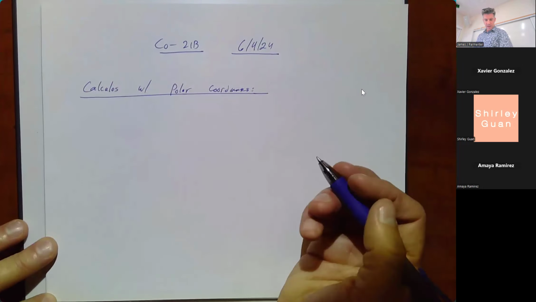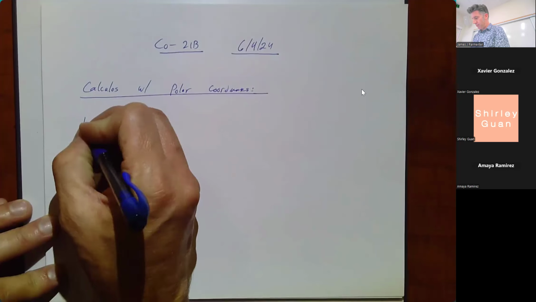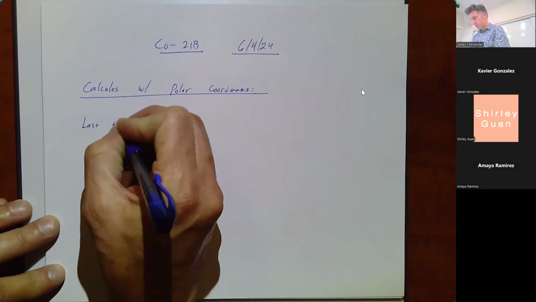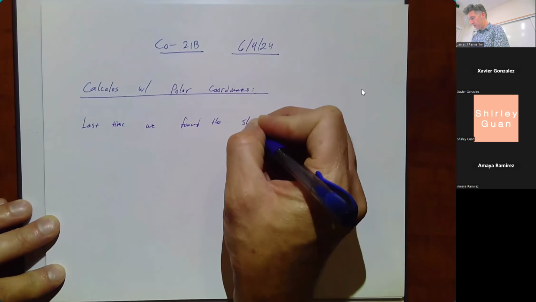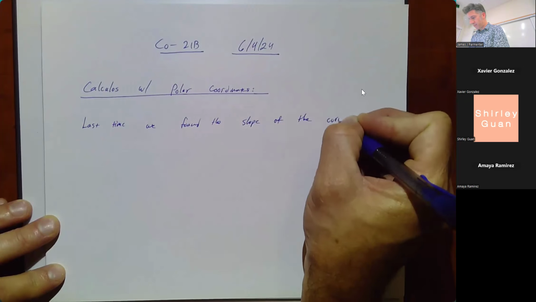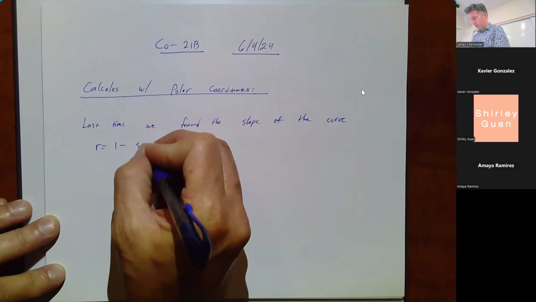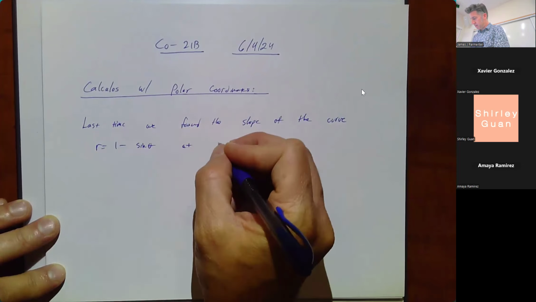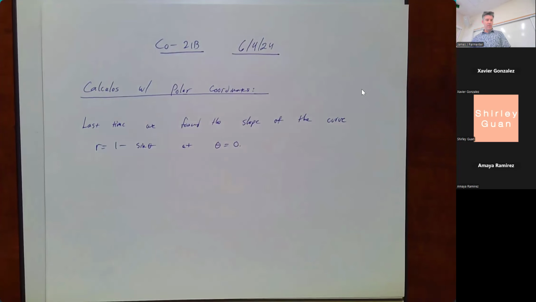And I do think we did this one last time. So I'll remind you that last time we found the slope of the curve r equals 1 minus sine theta at theta equals 0 radians. That was the very last example I think we did last time. It was a little bit gross because we had to do it parametrically.